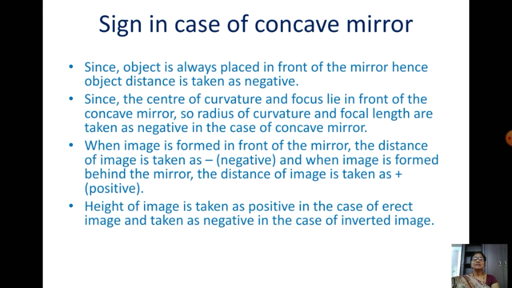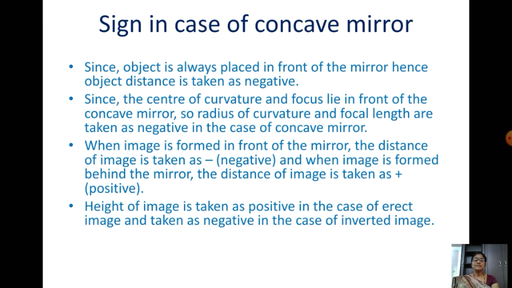Let us discuss here the sign in the case of a concave mirror. Here object is always placed in front of the mirror, hence the object distance is taken as negative. The center of curvature and the focus lie in front of the concave mirror, and hence the radius of curvature and the focal length are taken as negative in the case of a concave mirror.